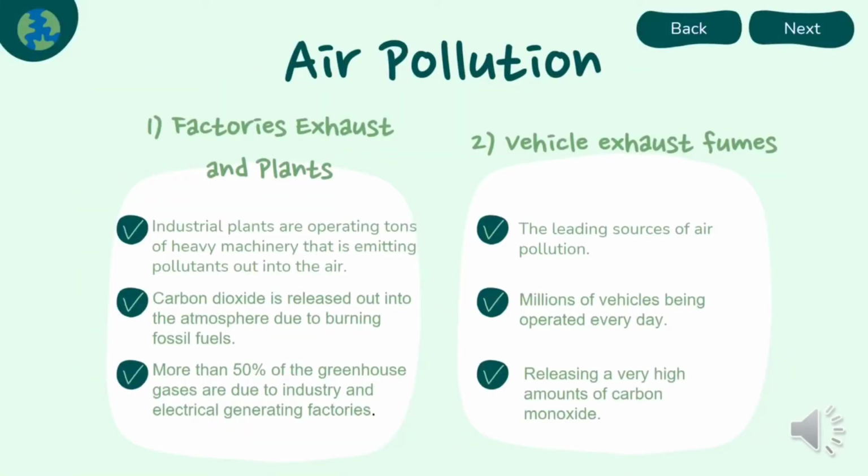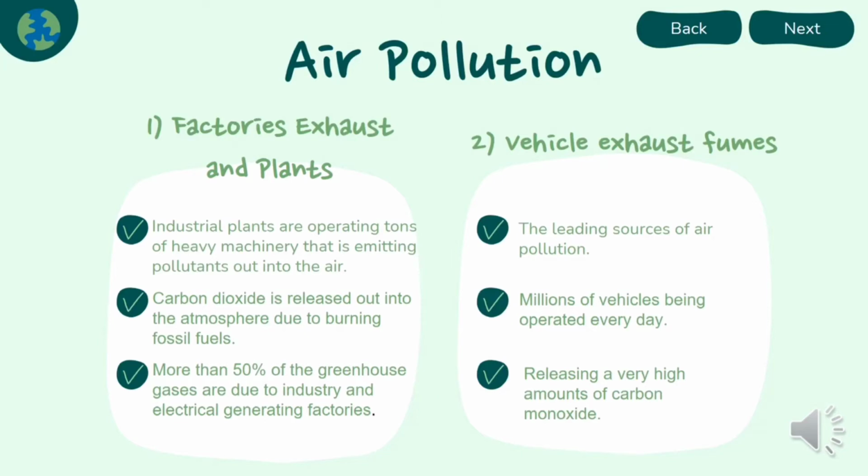First, factories, exhaust and plants. Industrial plants are operating tons of heavy machinery that is emitting pollutants out into the air. Carbon dioxide is released out into the atmosphere due to the burning of fossil fuels. More than 50% of the greenhouse gases are due to industries and electrical generating factories.